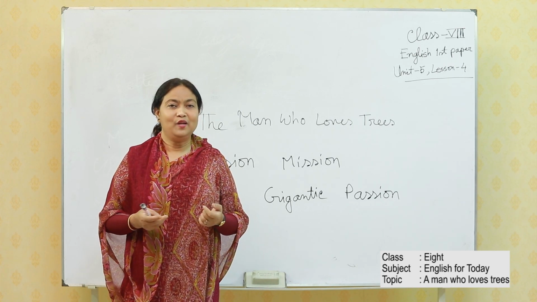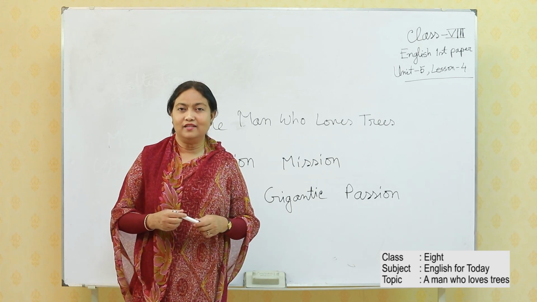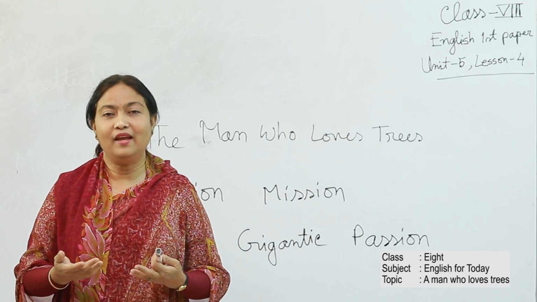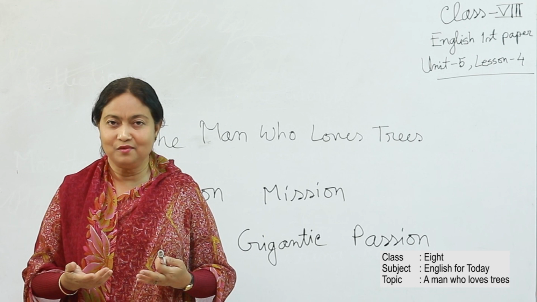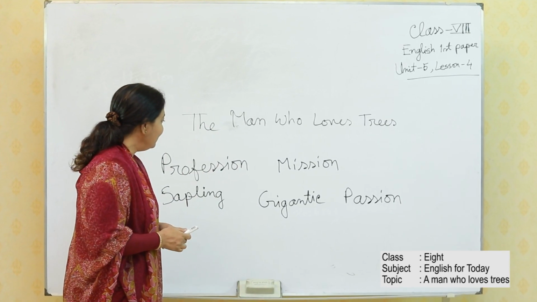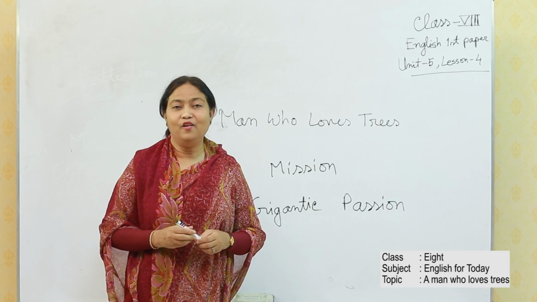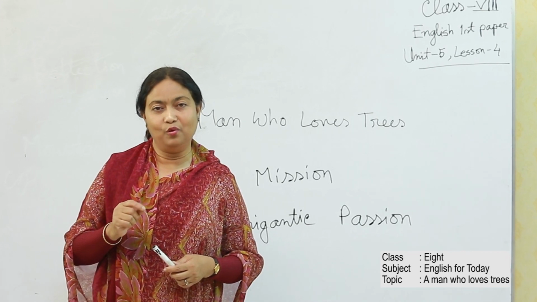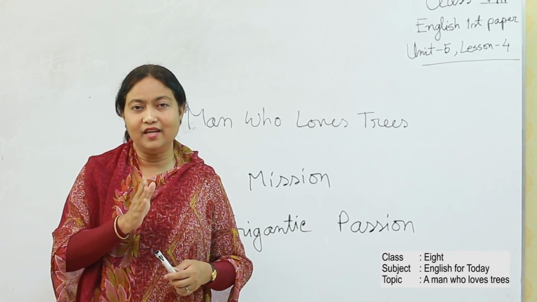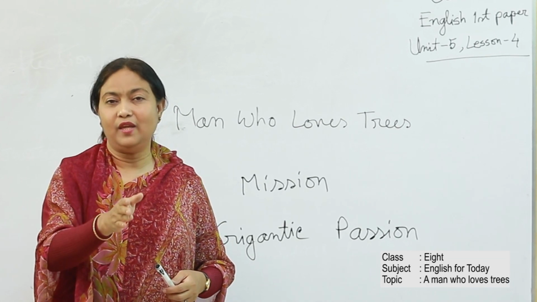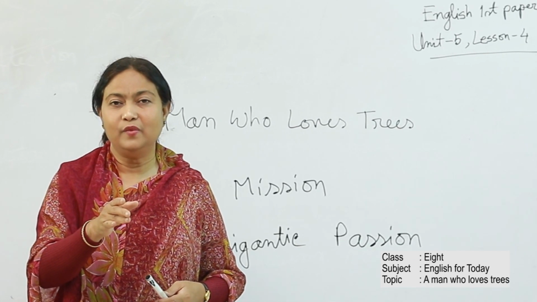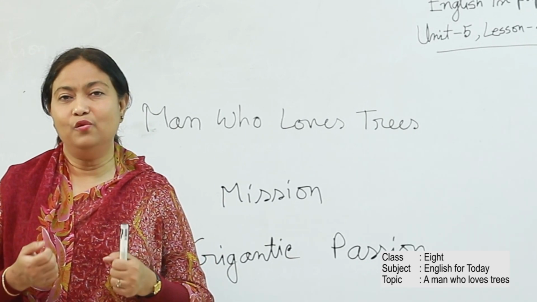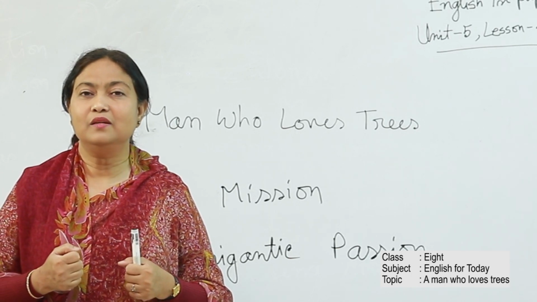Okay, so sapling means young plant, and you should always think about planting some saplings to make our environment green. Okay, students. Now, another word was mission. Already, I have told you that the Bangla meaning of mission is lokkho. You have a target to get something, or you have a target to achieve some success. Okay, and then you have some plan, it is called mission.